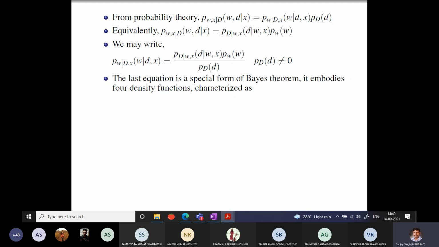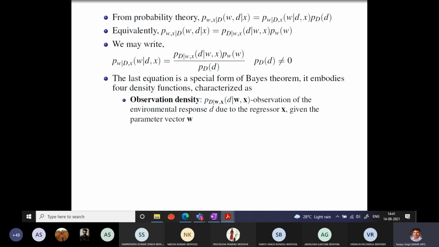Okay, now this last equation is a special form of Bayes theorem. Basically, Bayes theorem we have seen, but it is written in a bit different way. It embodies four density functions, and we are characterizing them one by one. So, four density functions: one, two, three, and four. We try to understand what those are.